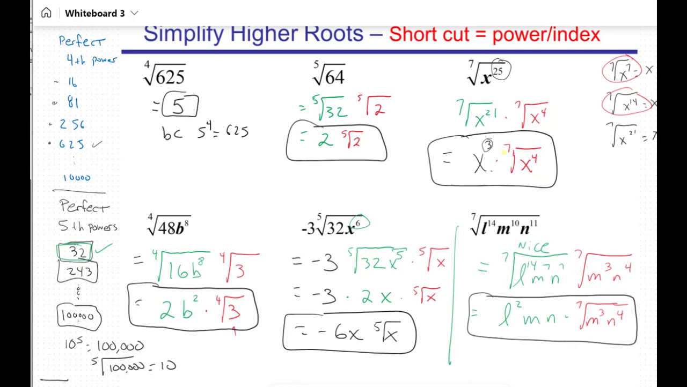This lesson is very mechanical. It's all about figuring out how to simplify radicals.